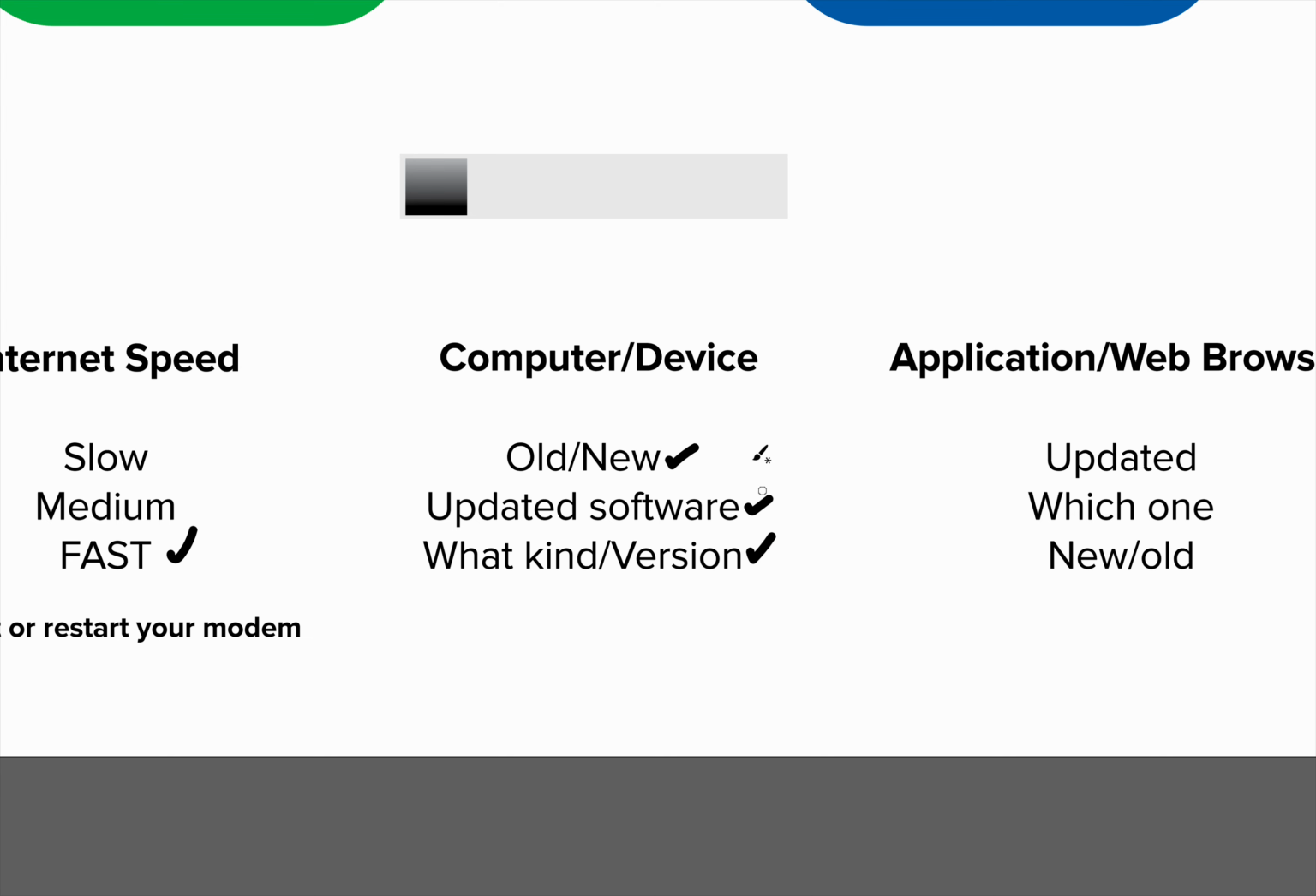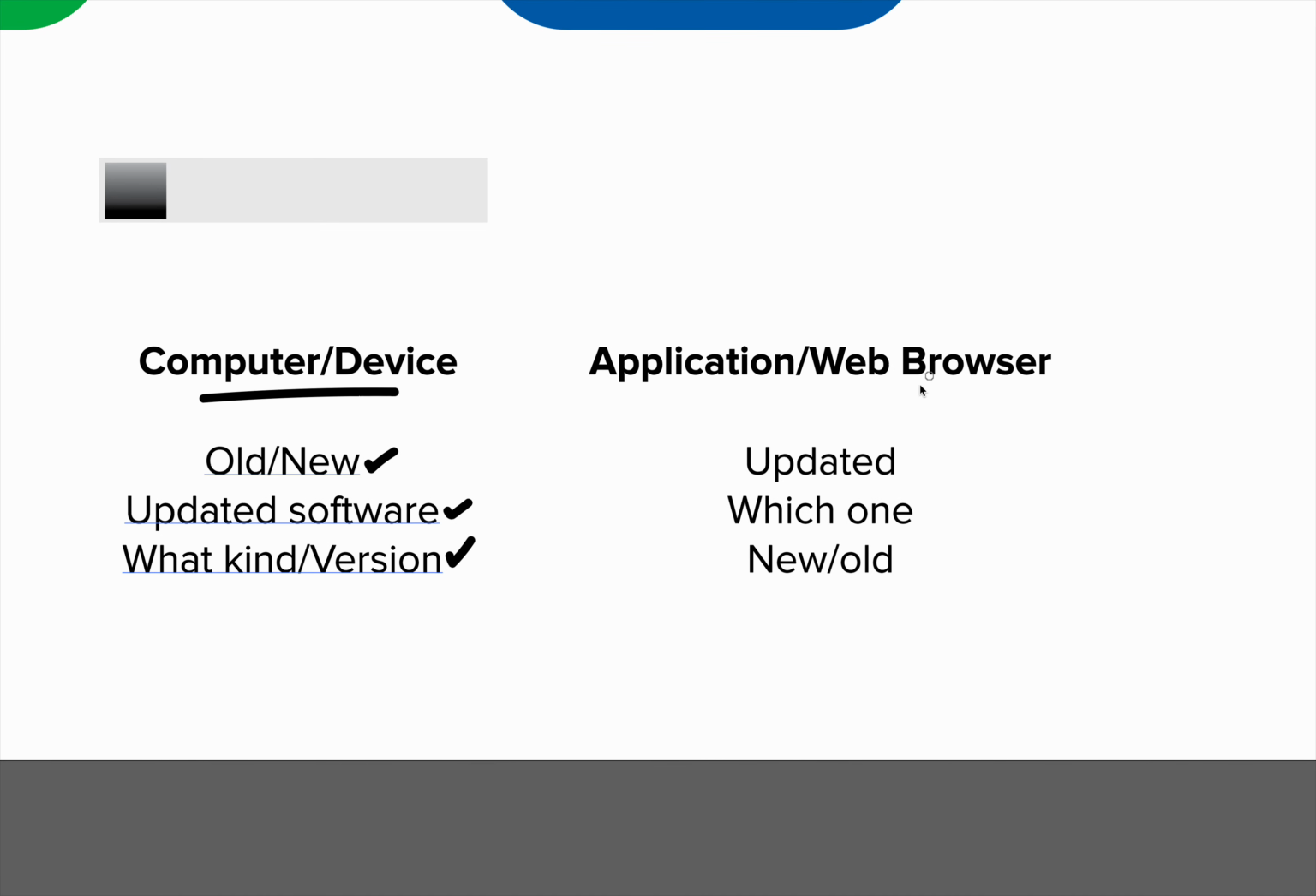That's important. So what you can do here is try to hire some help. Find somebody that really knows computers and devices just to see where you're at and tell them you're having problems watching videos and see if they can give you some tips or pointers on that. So that's important. And the last thing is application, web browser.